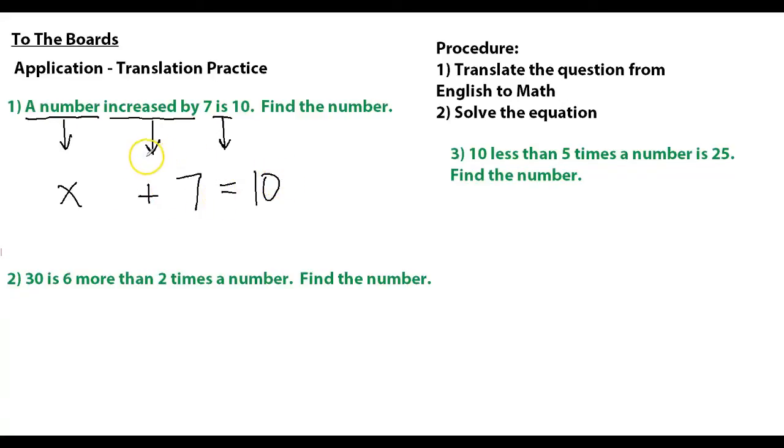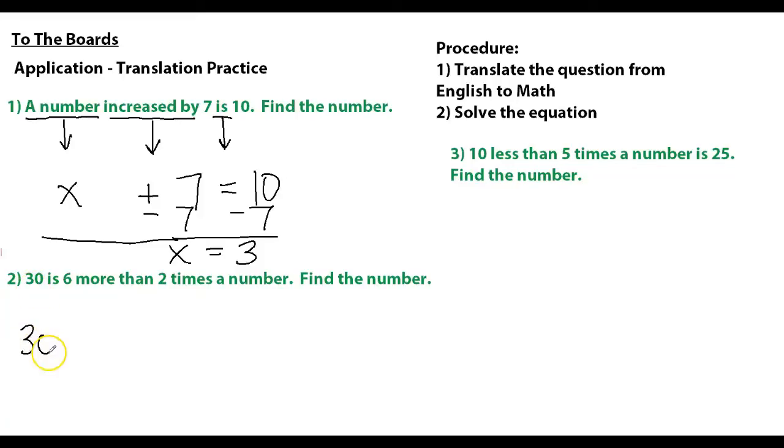We now need to solve it. We're going to solve it by peeling off the plus 7. We got to get X by itself, so we got to peel off plus 7. The opposite of plus 7 is minus 7. So we minus 7 from both sides of the equation, and we'll be left with X equals 3. That's our answer for this first To the Boards question. Let's try the next one.